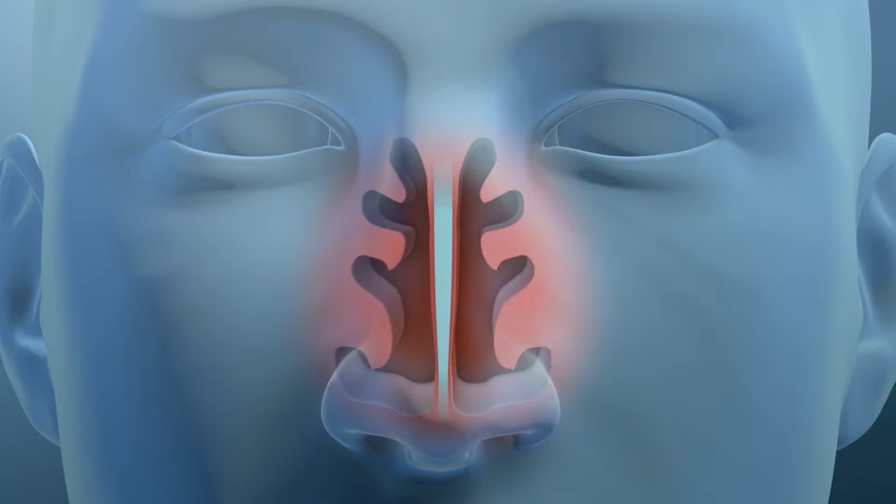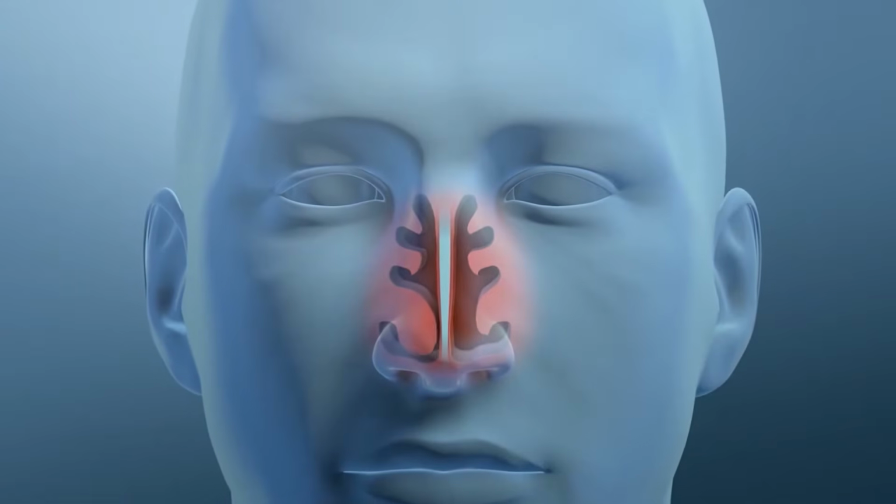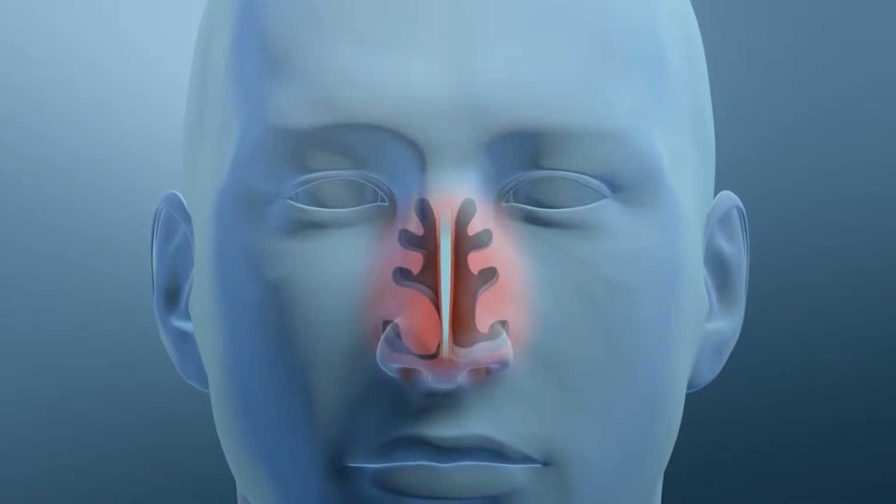The turbinates play a crucial role in filtering and warming the air. As air passes over the turbinates, it is cleaned by the mucus and warmed by the blood vessels within them. This process ensures that the air entering the lungs is at the right temperature and free of harmful particles. When the turbinates become swollen due to allergies or infections, it can lead to nasal congestion and difficulty breathing. In some cases, enlarged turbinates may need to be treated with medication or even surgery to restore normal airflow.